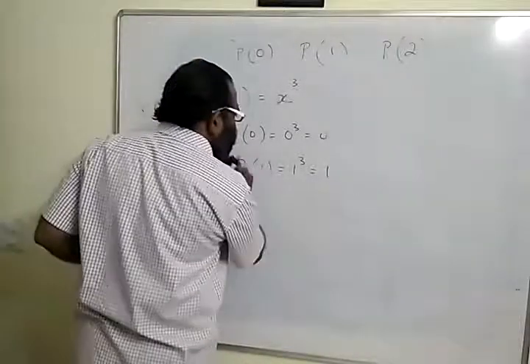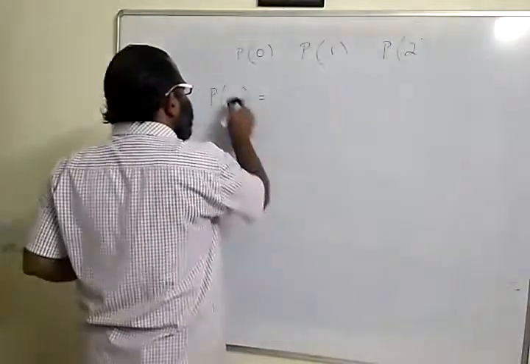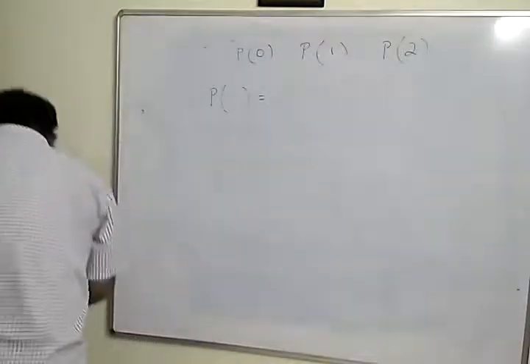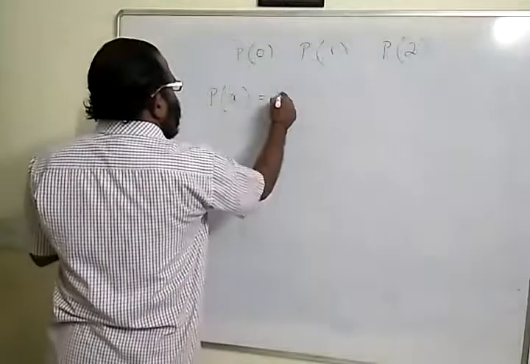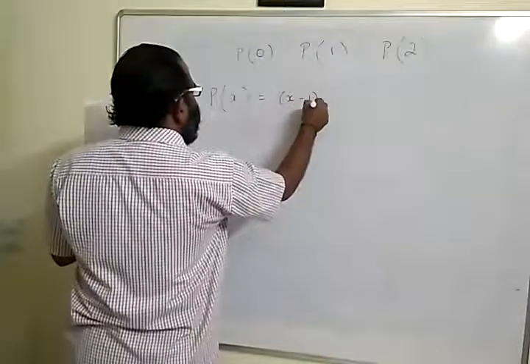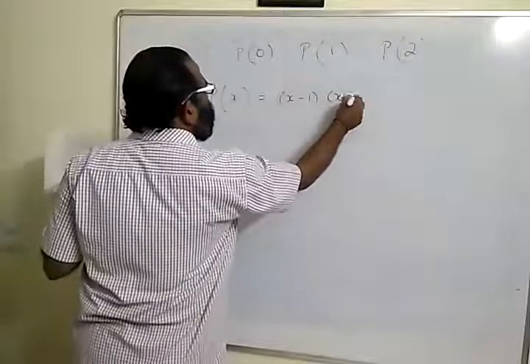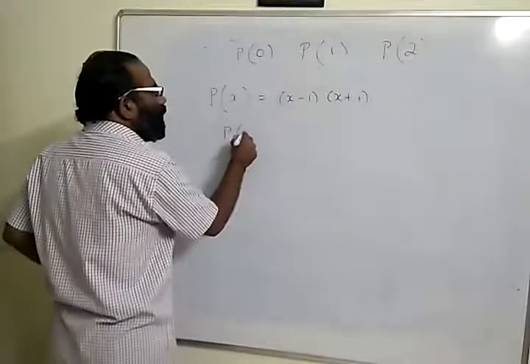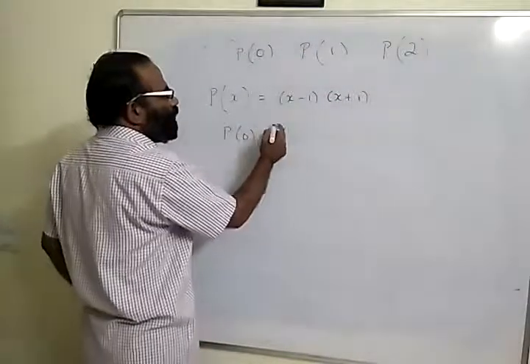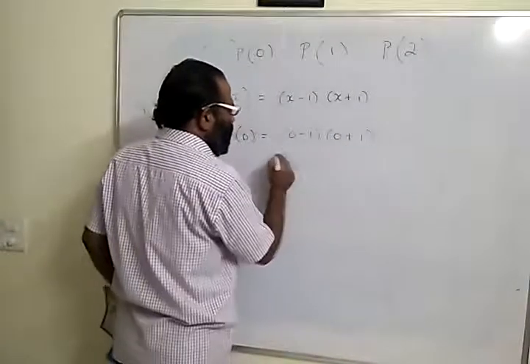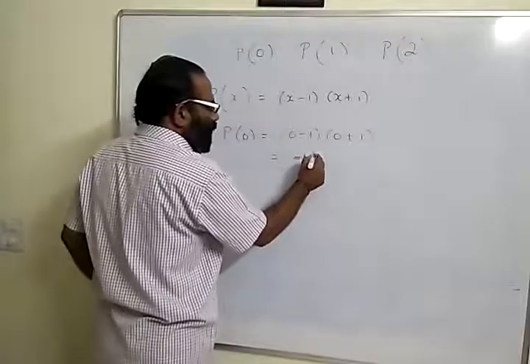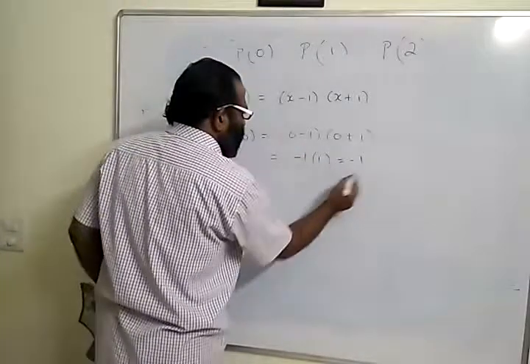Now the last one is this particular one. P of x equals x minus 1 into x plus 1. So p of 0, instead of x, you just put 0. So 0 minus 1 into 0 plus 1. So minus 1 into 1, which is equal to minus 1.